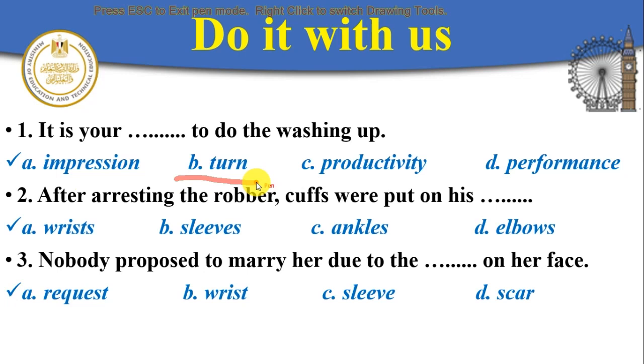So moving to number two. After arresting the robber, cuffs were put on his what? It's a metal chain that we put on his what? Wrist, sleeves, ankles, or elbows. What do you think? When we arrest any criminal, we put cuffs where? In his legs? Wrist, sleeves, ankles, elbows. What do you think? Come on.